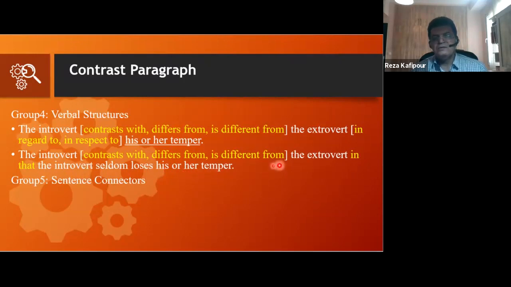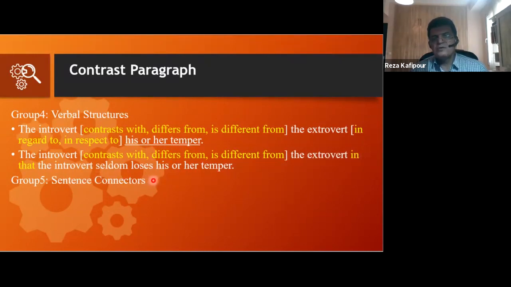As you see, when we use "in that", we will have more information available in our sentence, because after "in that", we need an independent clause. So here we said they differ based on their temper, but based on which aspect of their temper? Here we said losing temper. So using "in that" provides more information.